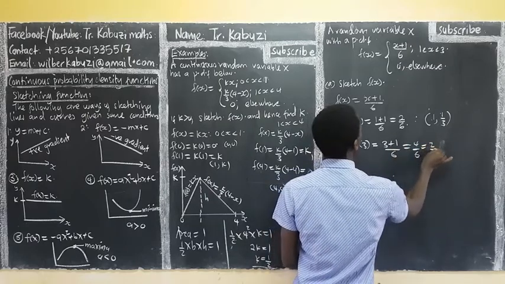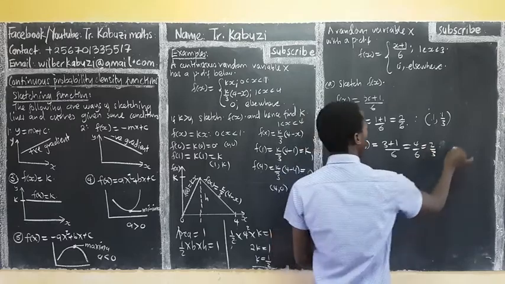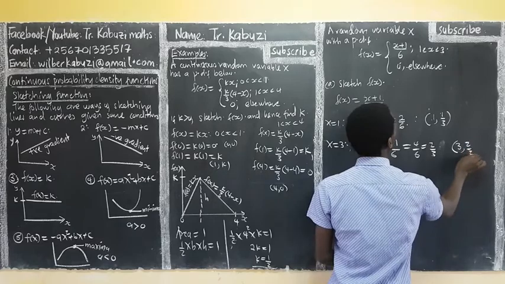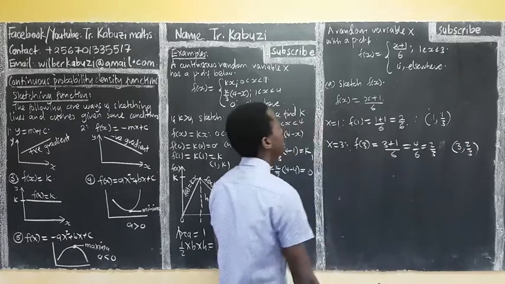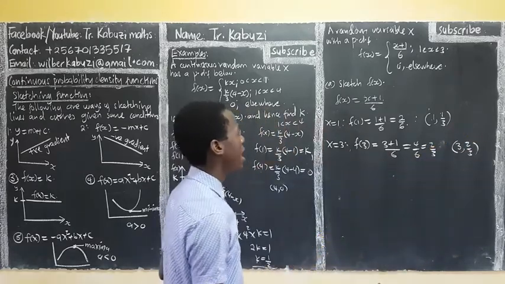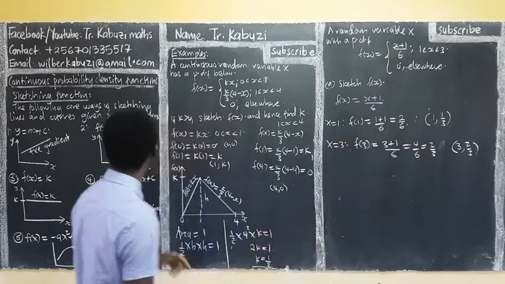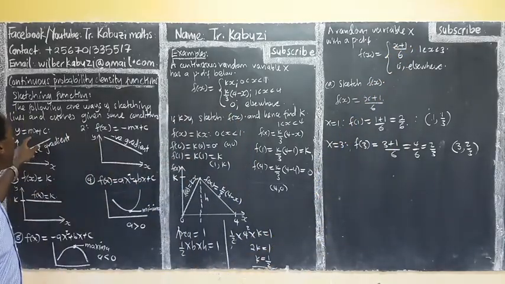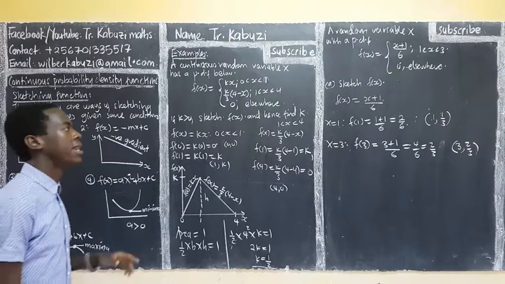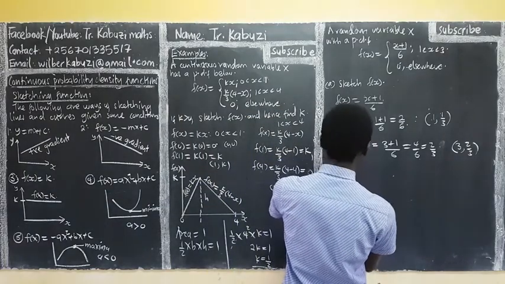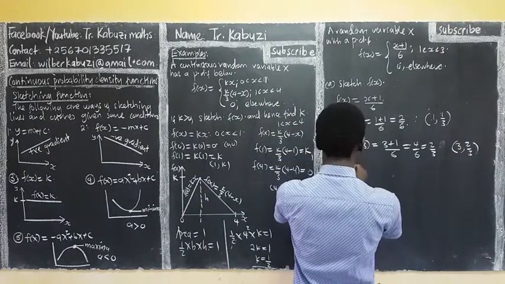Okay, this is the same as 2 over 3. Our point will be the x, and then 2 over 3. And then you bring these ones here. And so this one is a line with a positive gradient, because here the coefficient of x is positive 1 over 6. So it means it's going to be a line. But where is it starting and where is it stopping from?